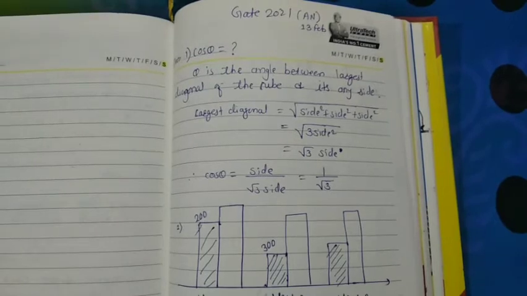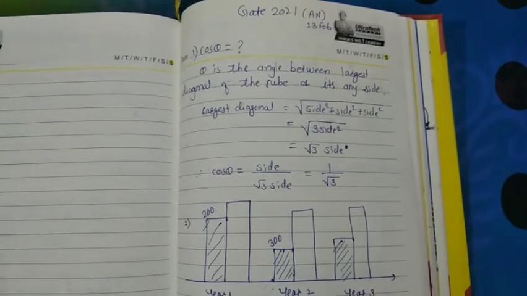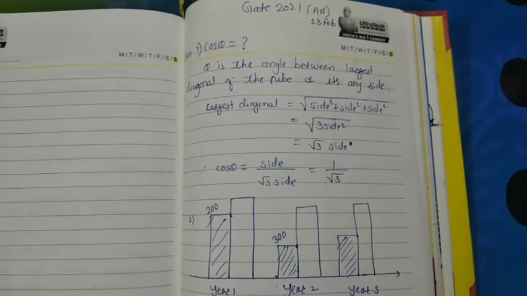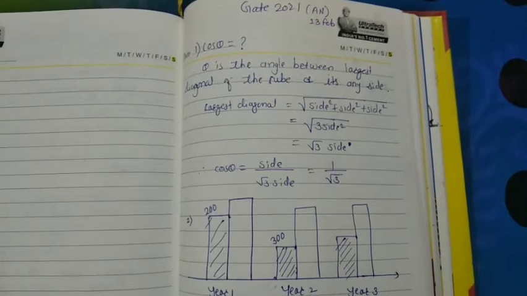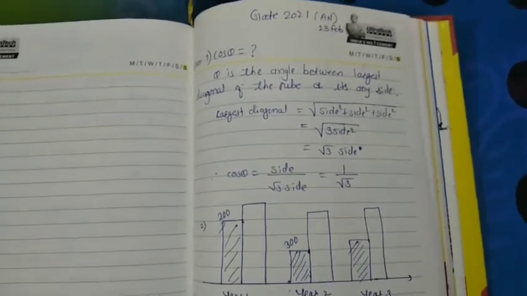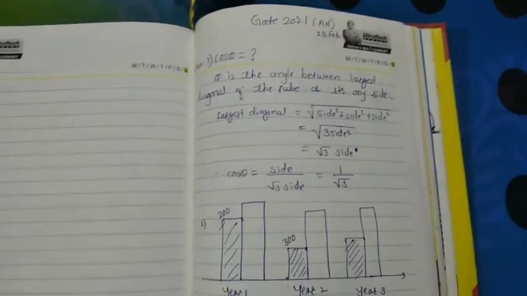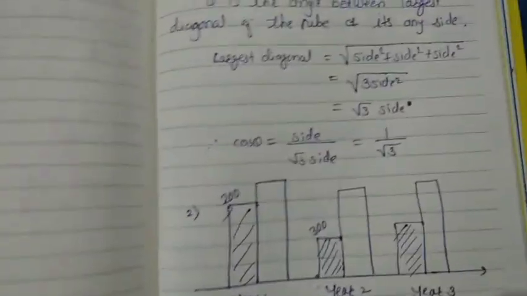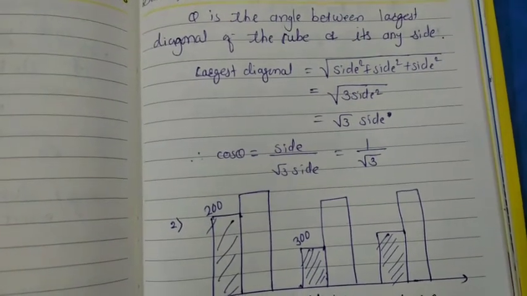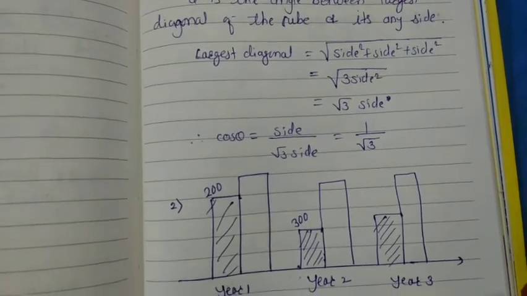Theta is the angle between the largest diagonal of the cube and any of its sides. What is the value of cosine theta? We can calculate cos theta as the side divided by the diagonal. So it is 1 upon root 3 is the answer for question 1.